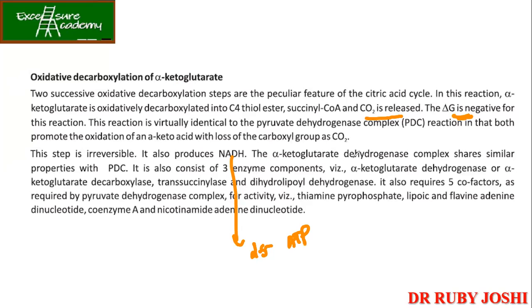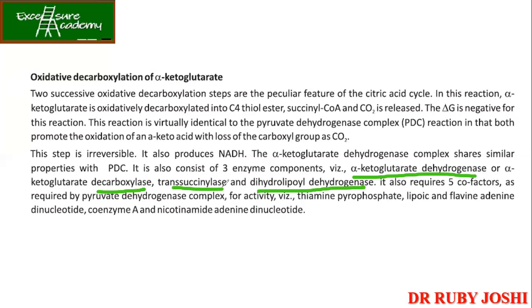So the alpha ketoglutarate dehydrogenase complex shares similar properties with PDC. PDC क्या है आपका pyruvate dehydrogenase complex. Again, it contains similar to PDC. यहाँ पे भी आपके क्या थे 3 subunits है, यानी 3 enzyme components है. Same way, आपका alpha ketoglutarate is also having 3 enzyme components. And what are those components? Alpha ketoglutarate dehydrogenase or decarboxylase, transsuccinylase, and dihydrolipoyl dehydrogenase. So if you have understood how PDC works, then it is easy to understand how alpha ketoglutarate dehydrogenase complex is going to work.